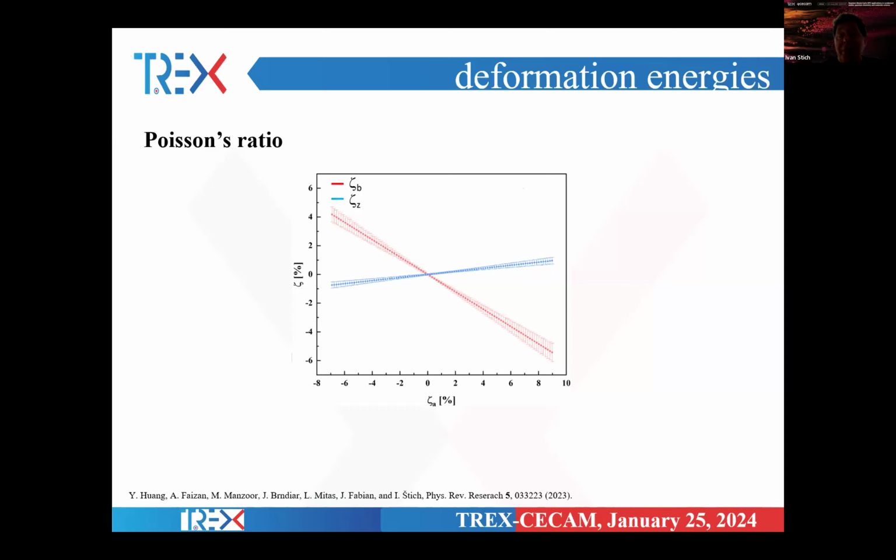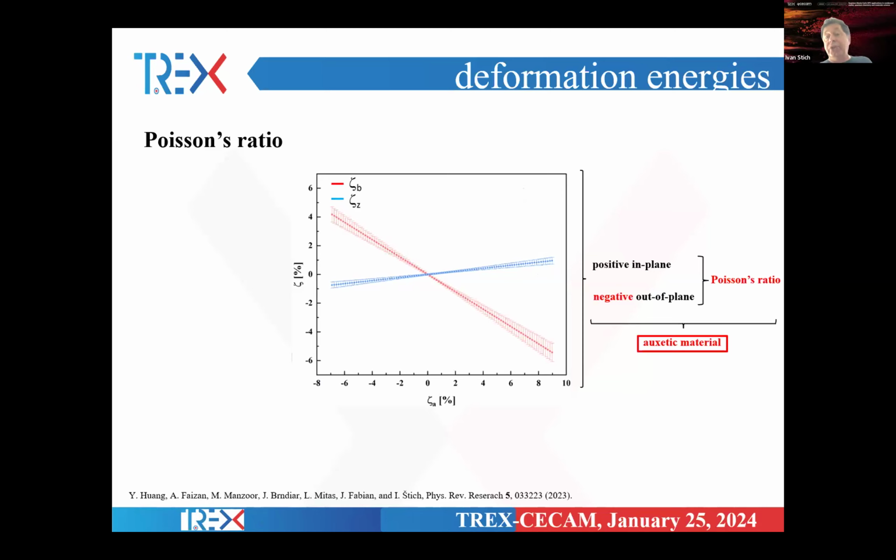Some materials, maybe mainly the man-made materials, have a different property that if you stretch them at the ends, they will expand in the middle, which is called negative Poisson's ratio. And this is what we see here. In plane, we see a positive Poisson's ratio, whereas here I stretch the system and the system actually swells in the perpendicular direction. And this is what is called auxetic material. So phosphorine is auxetic material.